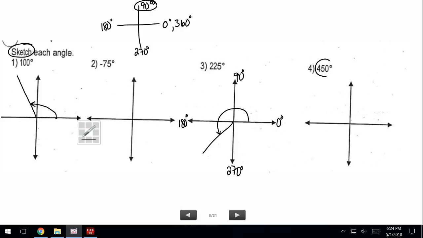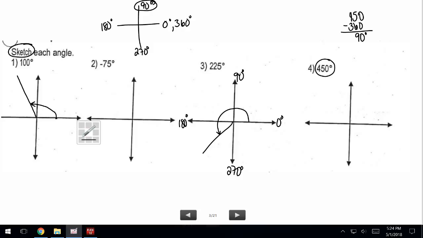Alright, 450. You're like, Ms. Blackman, you only went to 360. This is more. Okay, yes, I know it's more than a full circle, okay? Take 450 and subtract 360 from it. Alright, when you do that, you get 90.